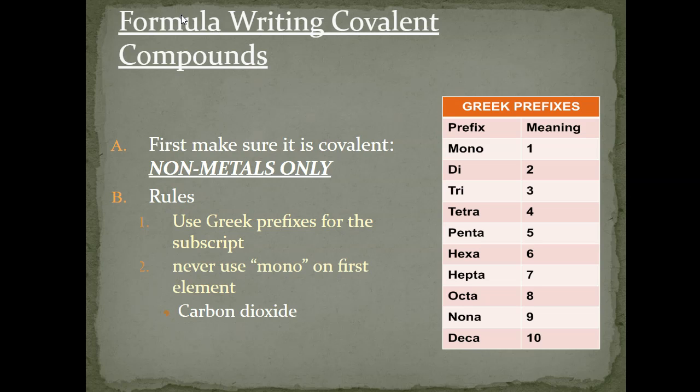Consider carbon dioxide, CO2. We don't say monocarbon dioxide, we just say carbon. There's only one carbon, and then the oxygen in the second part has two, so we say carbon dioxide. If it was just CO, it would be carbon monoxide. So if there's only one in the first element, don't say mono on the first element.